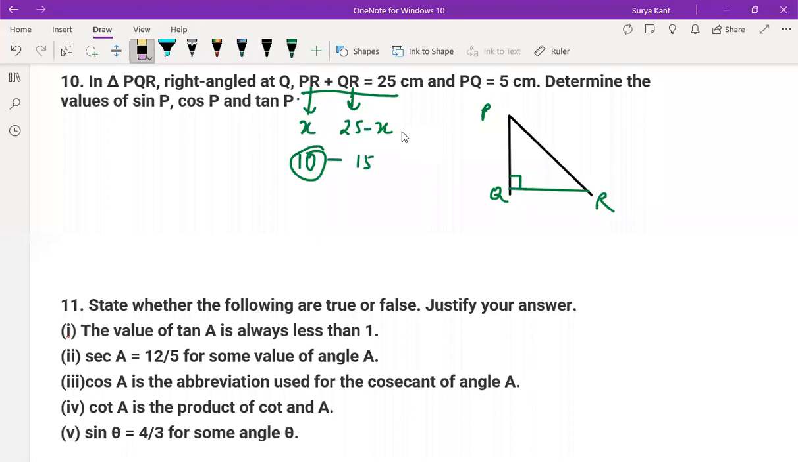In this way, we have to write. Let PR be X. So QR is 25 minus X. And PQ they've already given as 5. So we got to know all the sides. So by Pythagoras theorem, you can find the value of X.